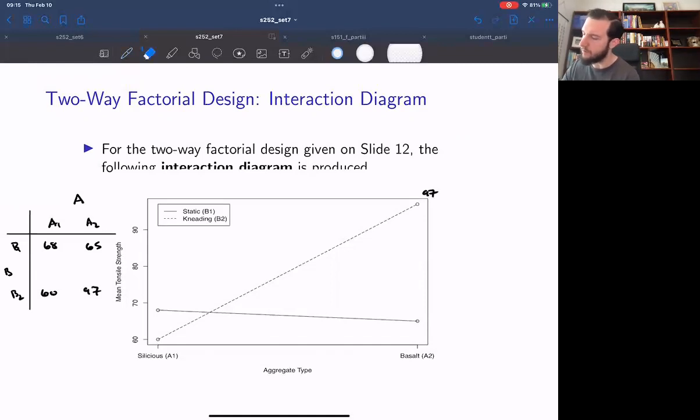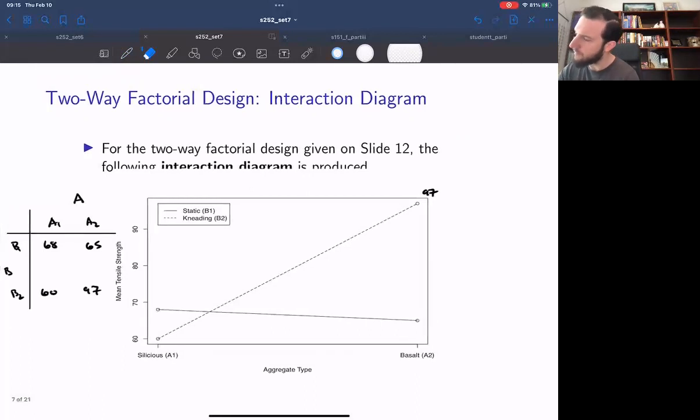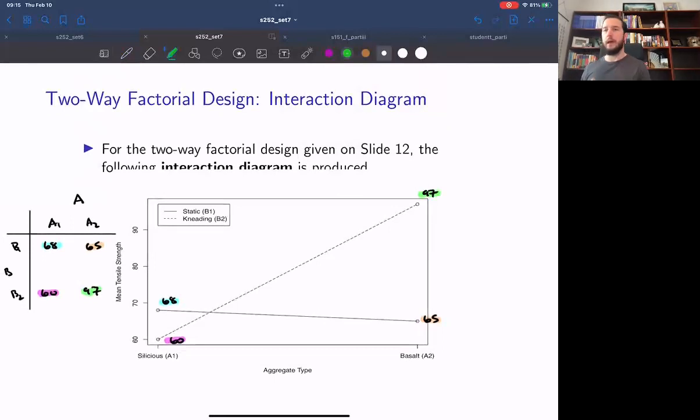So again, this interaction diagram is really just a representation of the means. This is going to be the 68. Or sorry, this is the 65. Here is 60, and here is 68. Right, so these diagrams, again, they're just plotting the means for the experiment. Okay. And the key takeaway here is that this diagram is showing us that the lines are not parallel. And the lack of parallel lines represents that there's an interaction present within the experiment. Right? So this particular plot is showing us that there's evidence of an interaction.